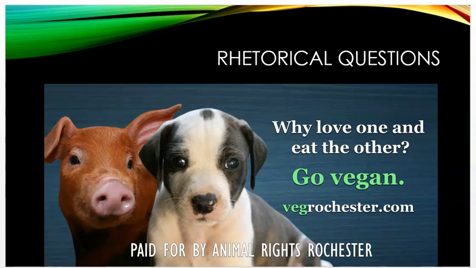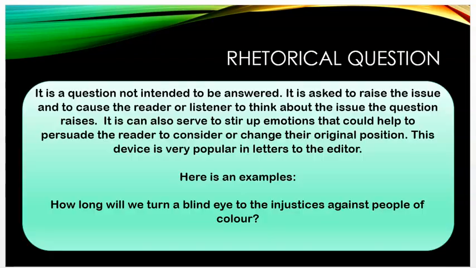Another one really popular, and I had spoken to you all about using this even as a hook, is rhetorical questions. Here's this pretty picture where you see, why love one and eat another? And we have a pig and a dog next to it. Go vegan. Wonderful ad. So, a rhetorical question is a question not intended to be answered. It is asked to raise the issue and to cause the reader or the listener to think about the issue the question raises. It can also serve to stir up emotions that can help to persuade the reader or audience to consider or change their original position. This device is also popular in letters to the editor. Here's an example. How long will we turn a blind eye to the injustices against people of color?